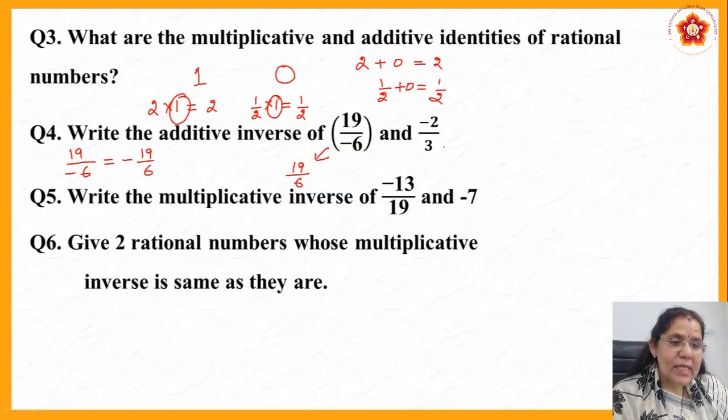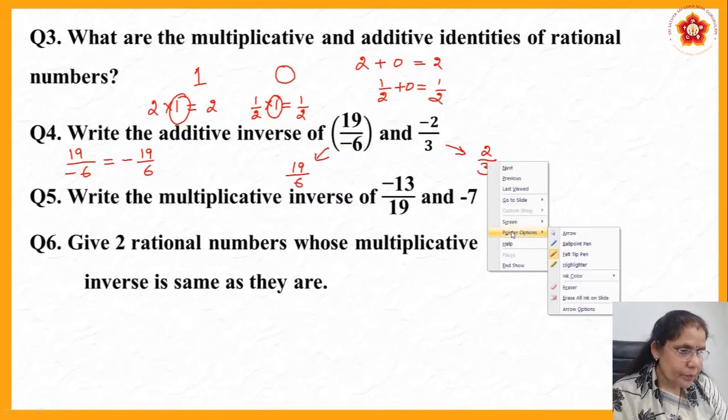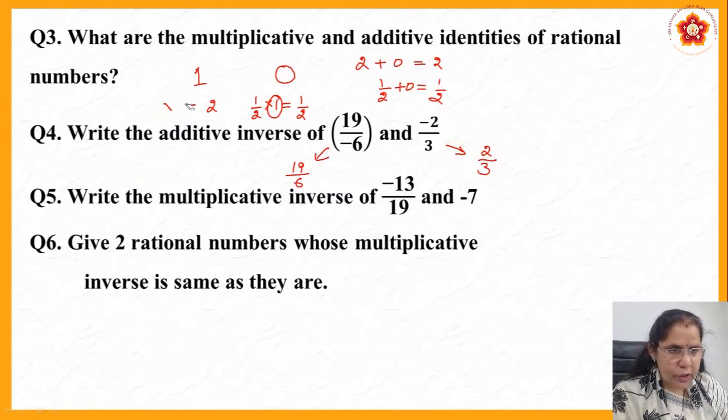Now the same thing, what is the additive inverse of minus 2 upon 3? Yes, the negative of this number is 2 upon 3. We can erase this part. It is not required here. It was just for explanation.